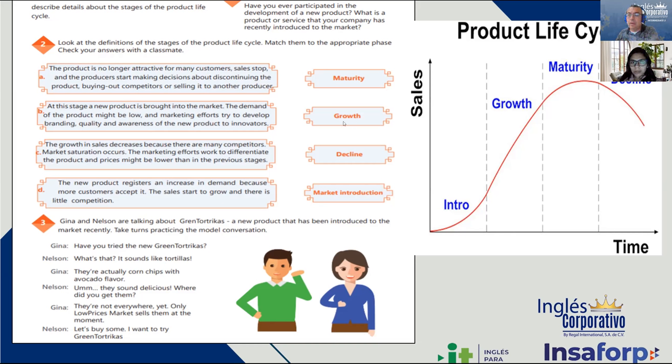Excellent. Good job, Abigail. And this one, remember the TH, the tongue to the top, la lengua arriba: growth. Growth. Very good. Decline. Decline. Excellent. Then market introduction. Introduction. So the stress is introduction. Introduct, and then you rise the intonation. Introduction. Excellent. Very good.